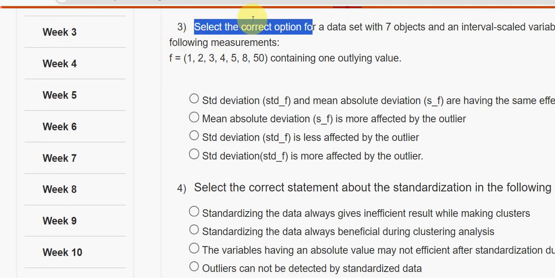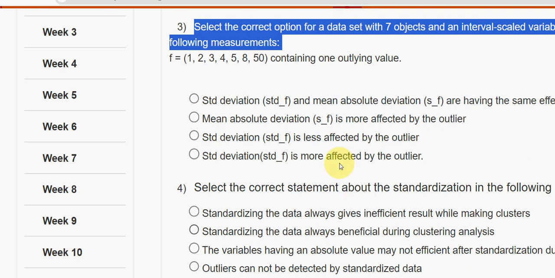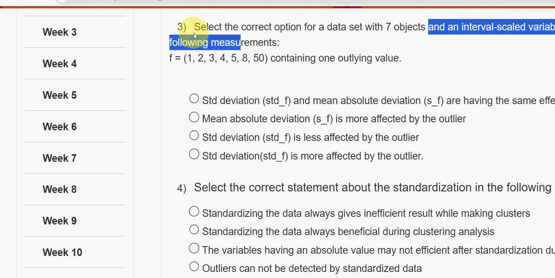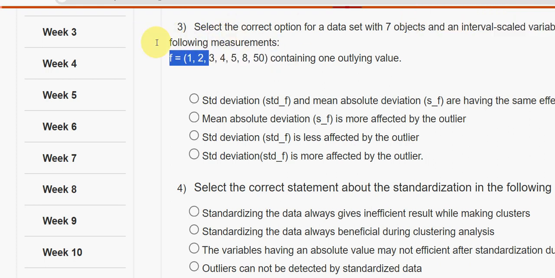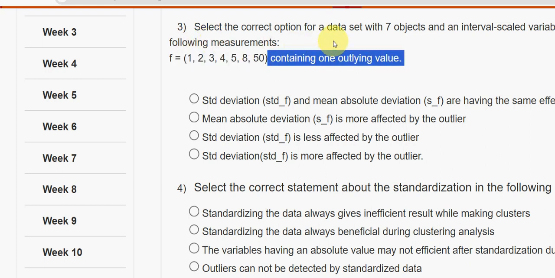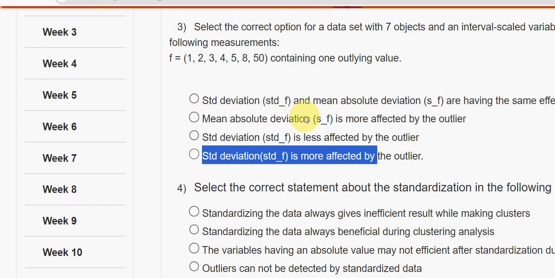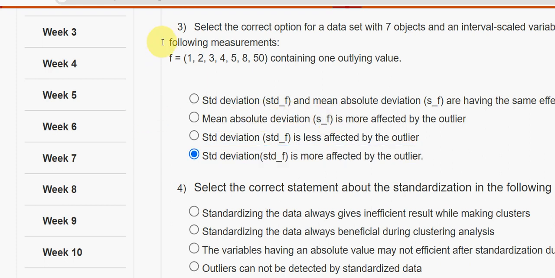Next, third question. Select the correct option for a dataset with 7 objects and an interval scaled variable f. We have the following measurements: f equals 1, 2, 3, 4, 5, 8 and 50, containing one outlying value. So for third question, it is fourth option guys. Standard deviation std_f is more affected by the outlier.